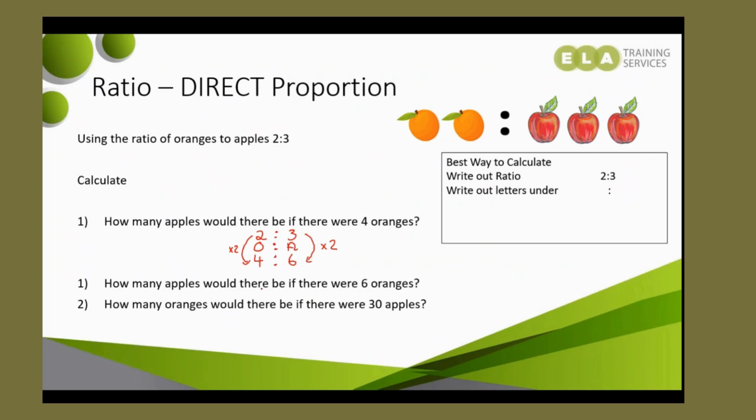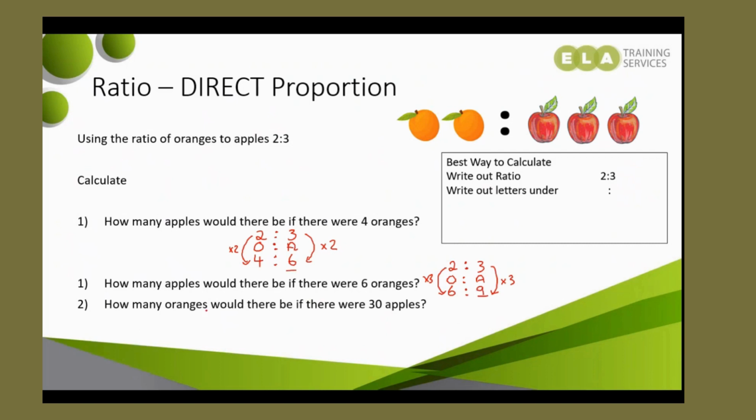How many apples would there be if there were 6 oranges? So we write the ratio out again. We write our O and A, but now under the O, we're going to put 6. How do we get from 2 to 6, which is 3, times by 3? We do the same to the other side, times by 3. 3 times 3 is 9. Fantastic. So our answer is 9.